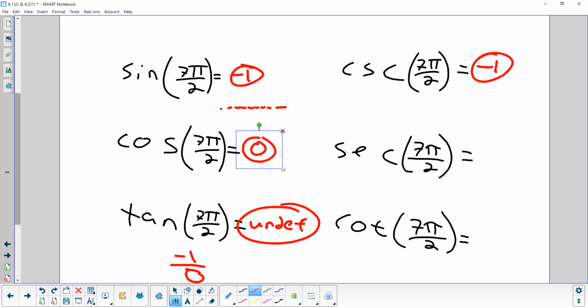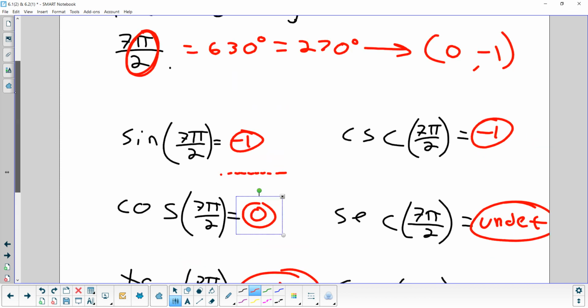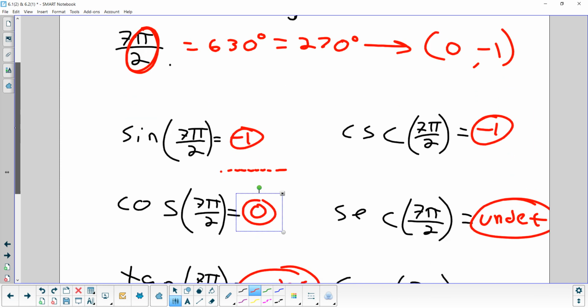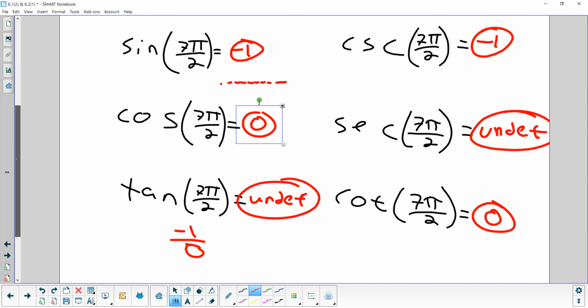Abigail, what do I get when I flip 0? Which is? Undefined. And Jack, when I flip undefined, I get? Undefined. 0 over negative 1. And what is 0 divided by negative 1? 0. 0, yes. And those are the 6 trig functions for 7 pi over 2, or 270 degrees. Any question on that one?